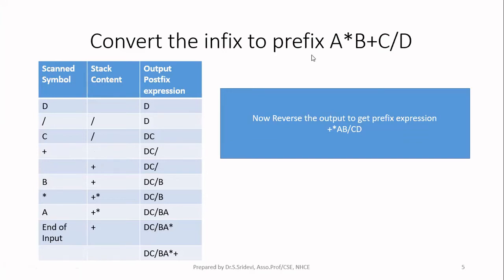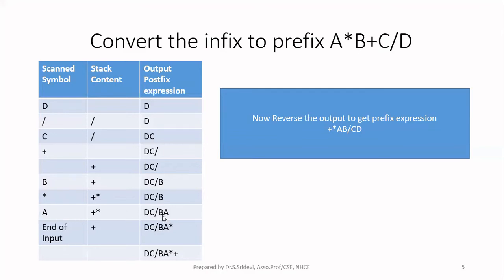Now the next character scanned is B. When you scan B, it is an operand, so simply write B at the output. Then the next character scanned is multiply. Multiply has priority higher than the character on the top of the stack, which is plus. So you can push multiply over plus. So your stack will now contain plus and then multiply. The next character scanned is A. A is an operand, so simply write it at the output after B.